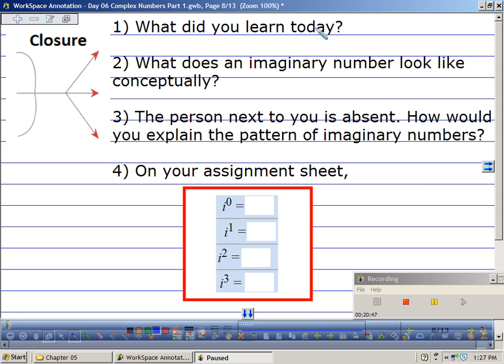Okay, so what did you learn today? Imaginary numbers, yes. What does an imaginary number look like conceptually? It's, guys, it's a negative area, right? An i times an i is a negative 1 inside of a box, inside of a square. The person next to you is asking, how would you explain the pattern of imaginary numbers? They're in groups of 4. Good. On your assignment sheet, what is i to the 0? 1. What is i to the 1? What is i squared? What is i cubed? You guys got this.